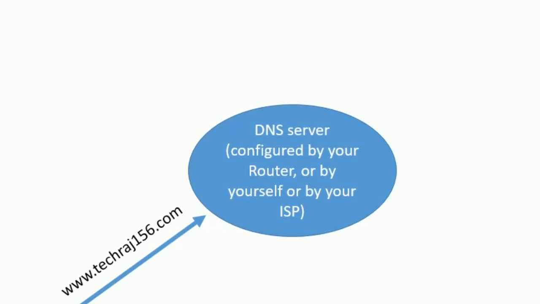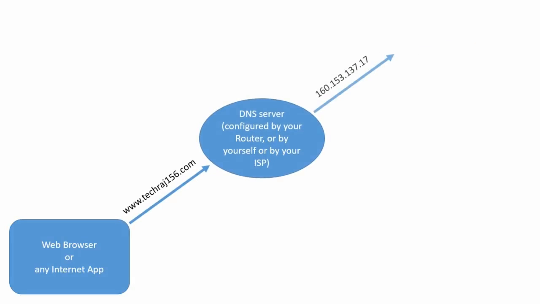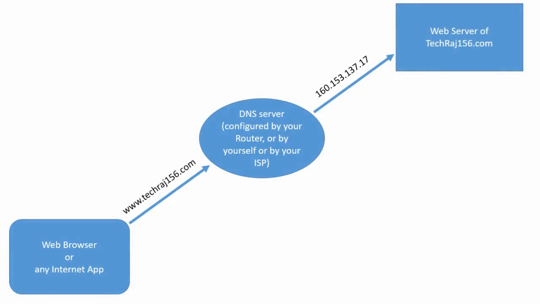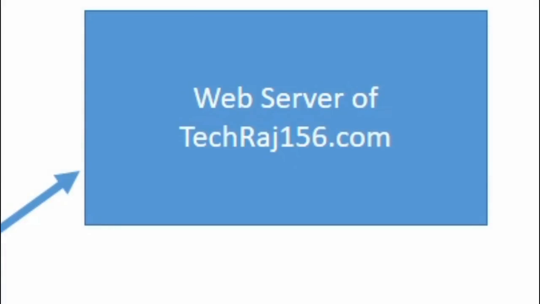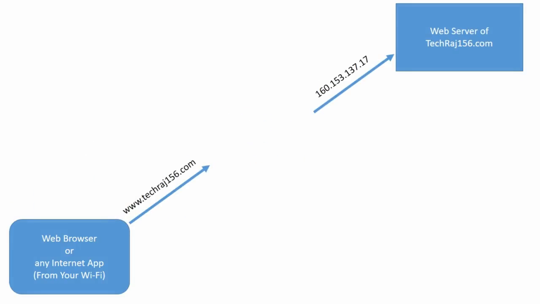This DNS server is basically configured by your router or by your ISP. You can even configure your own DNS server by accessing your control panel, and you can use any DNS server of your choice. After the DNS server receives a request, it is going to resolve the domain name into an IP address, and the connection is made to that IP address, which is going to reach the web server at the end. In this method, we are going to replace our existing DNS server with OpenDNS.